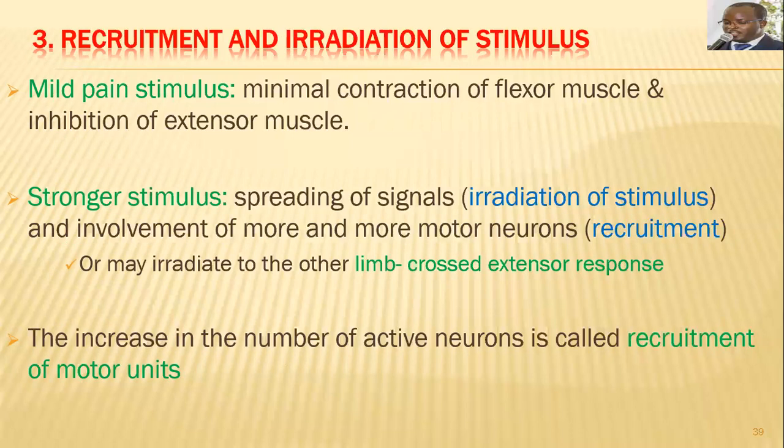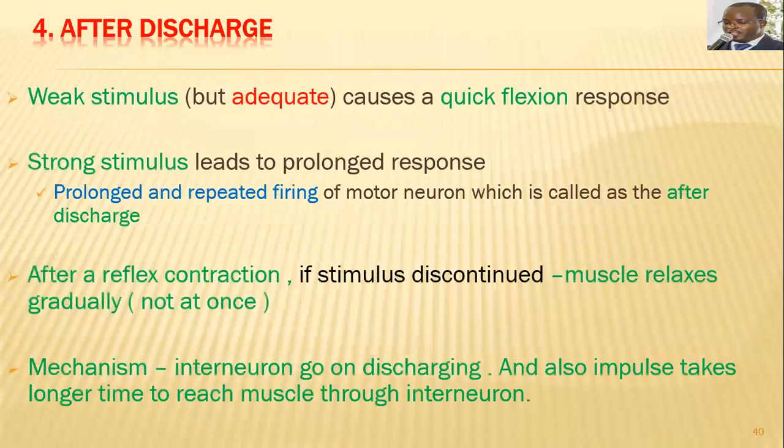So the stimulus will radiate to the other segment. So it's called intersegmental. The increase in the number of active neurons is called recruitment of motor units, so that you have an increase in force of contraction, or you're increasing the force of response. You're going to get a stronger response depending on the number of motor units you are recruiting.